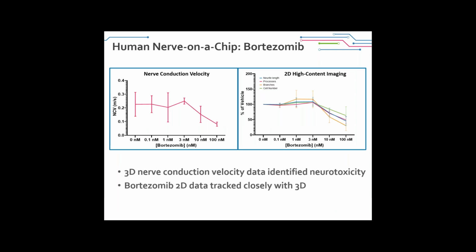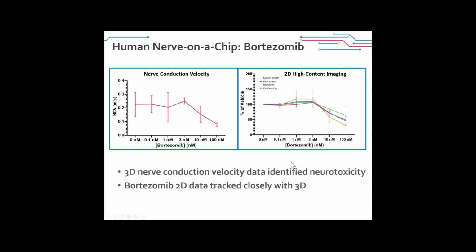In this case, I'm only showing a snapshot of the validation data we have done. Again, this is using historical compounds that have been tested thoroughly in vitro, tested thoroughly in vivo, and also clinically. And so this is an example of looking at bortezomib. What we're doing with our human system is comparing our 3D functional outputs with traditional 2D metrics. So in this case, what you're looking at on the left is our nerve conduction velocity response to 2-week exposure to bortezomib. And on the right, we are looking at 2D high content imaging, so structural imaging with 2-dimensional cultures. And you can see here they actually track pretty nicely when you're looking at some of the different outputs of the image-based analysis.